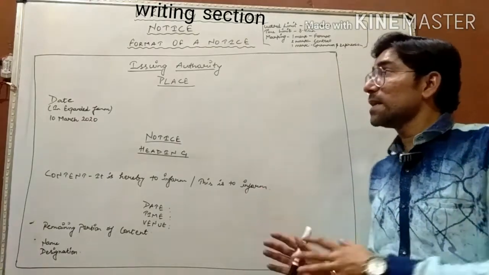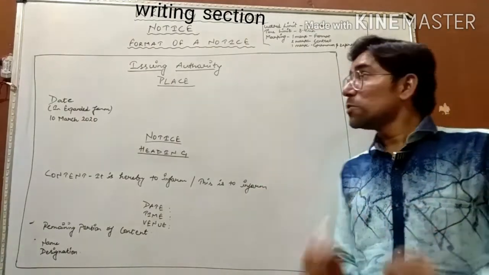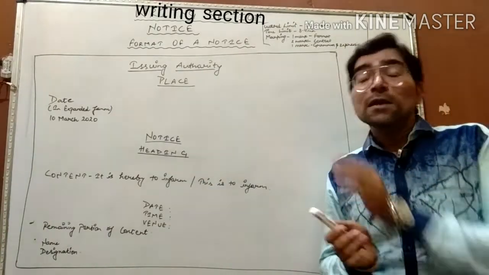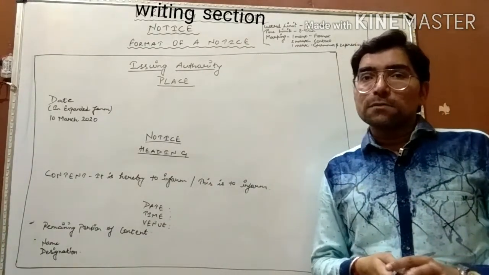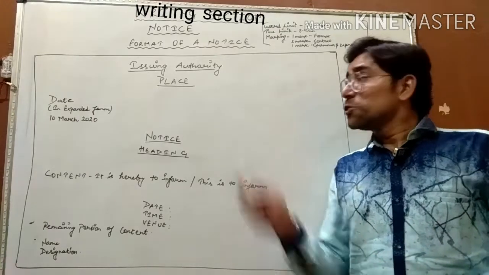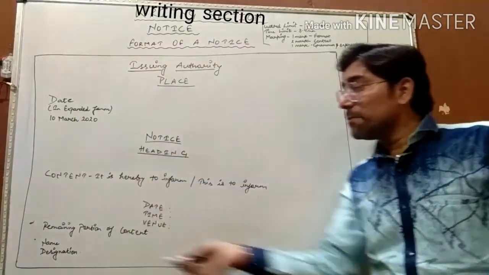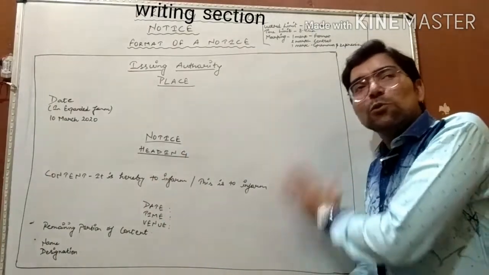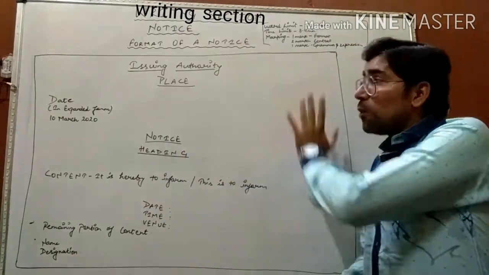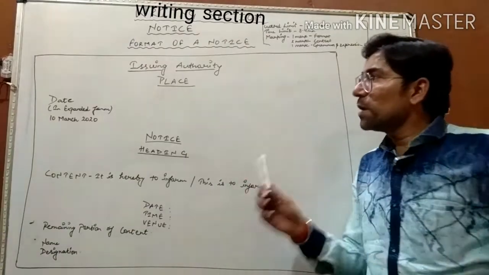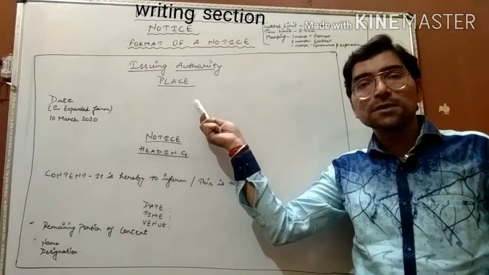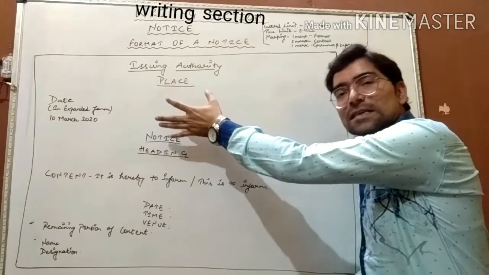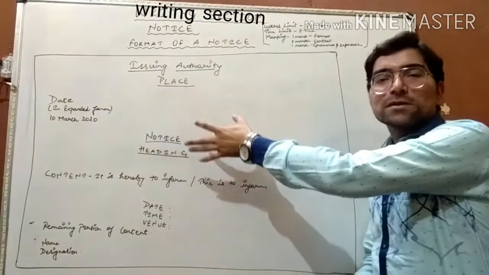Now what you need to understand and make sure of is the alignment of each and every component of the format of this notice. Each and every component should be written in correct alignment. In whatever alignment I am writing this, you have to write the components in that same alignment. For example, issuing authority and place should be written at the center of your answer script.